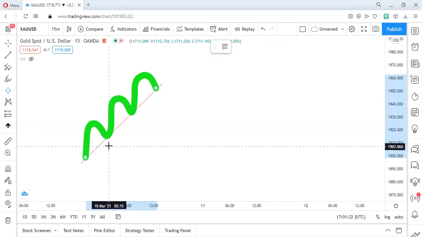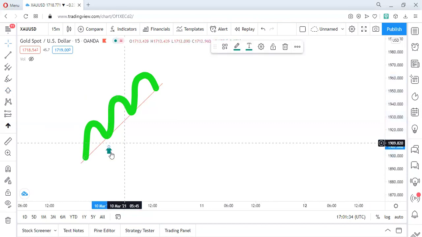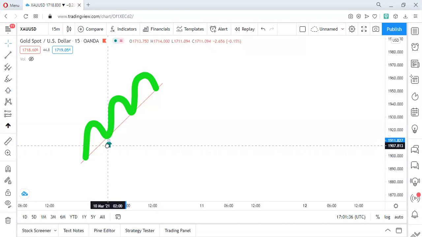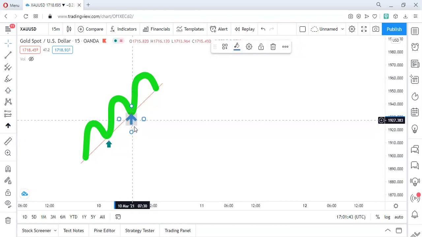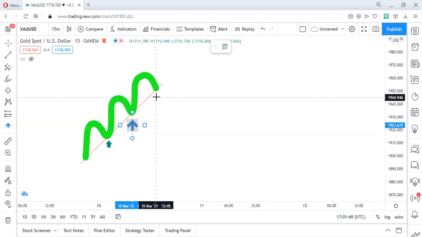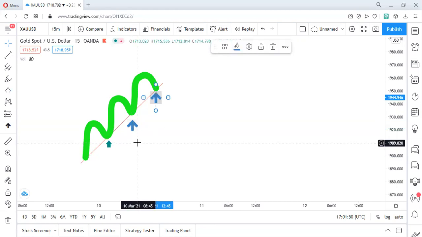Understand? So we buy here where I put my arrow, we buy here, and then we buy here, we buy this, and then we come and buy this. So as long as the market is respecting this trend, we focus on buying. If it breaks the trend, we stay away and we see what the next move of the market is going to be.